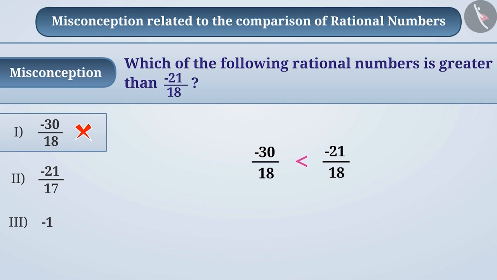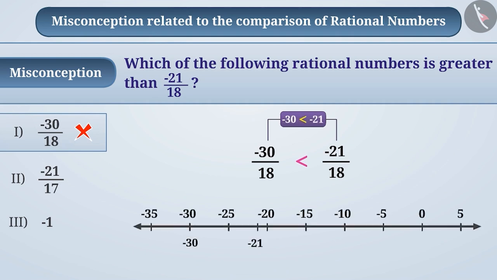Here, without the sign, the value 30 is greater than 21. When we add the sign to numbers, then we use the sign that is the opposite of the sign used in comparison. Therefore, we will write -30 is lesser than -21. On the number line also, since -30 is located to the left of -21, it is smaller.